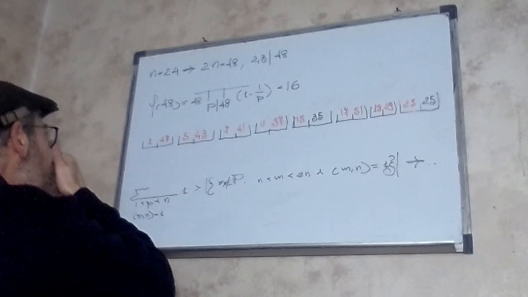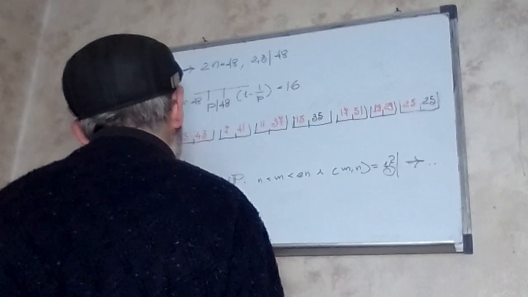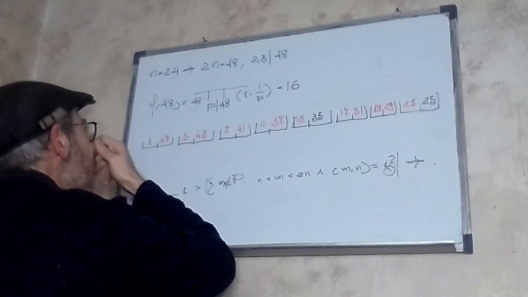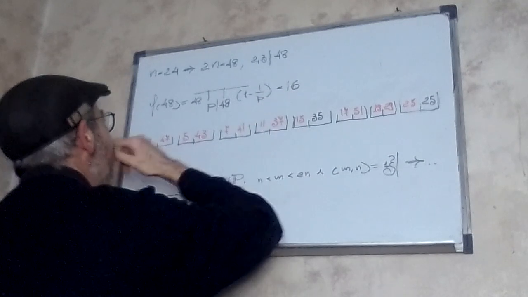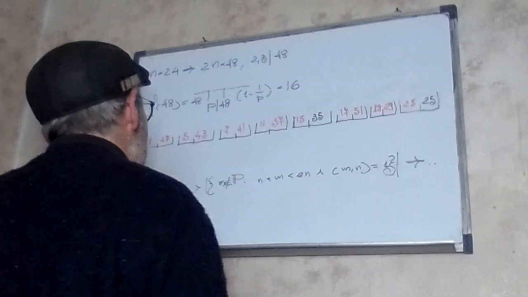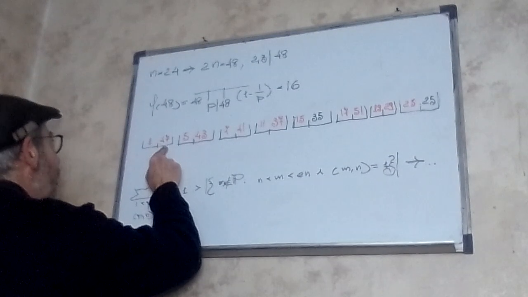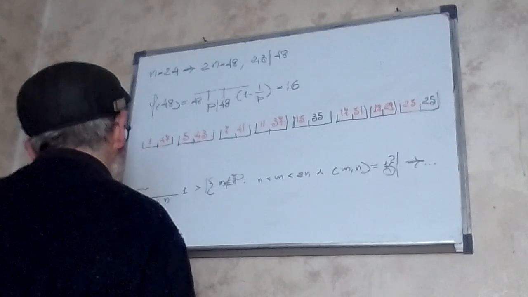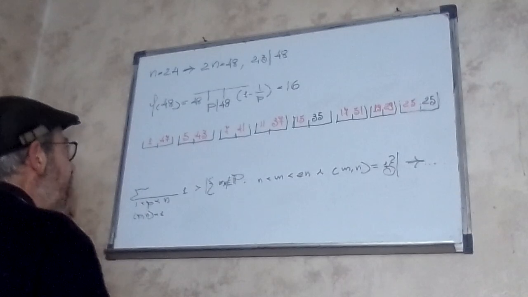Now, observe that we can build 16 over 2, that is 8, boxes, such that every box contains two numbers, and such that these two numbers sum to 48.